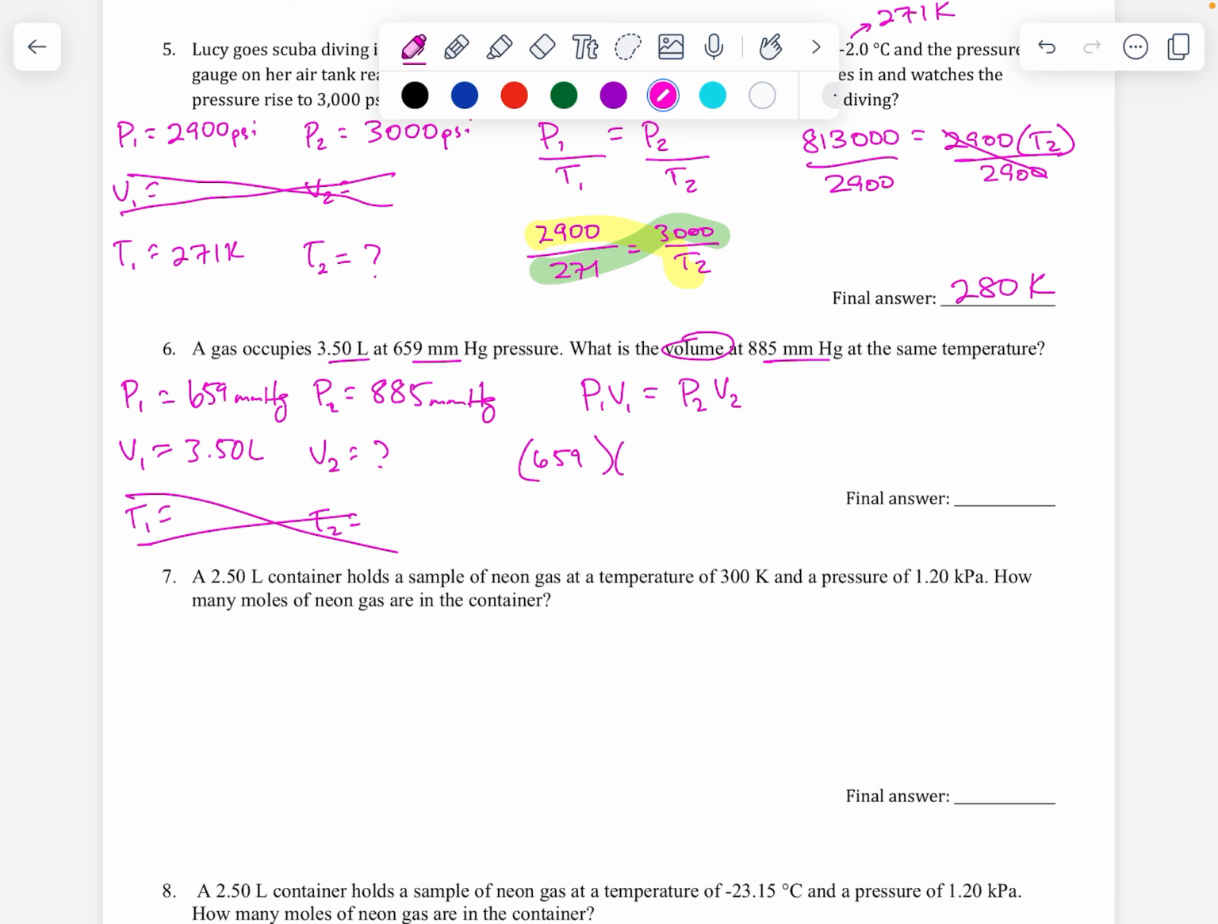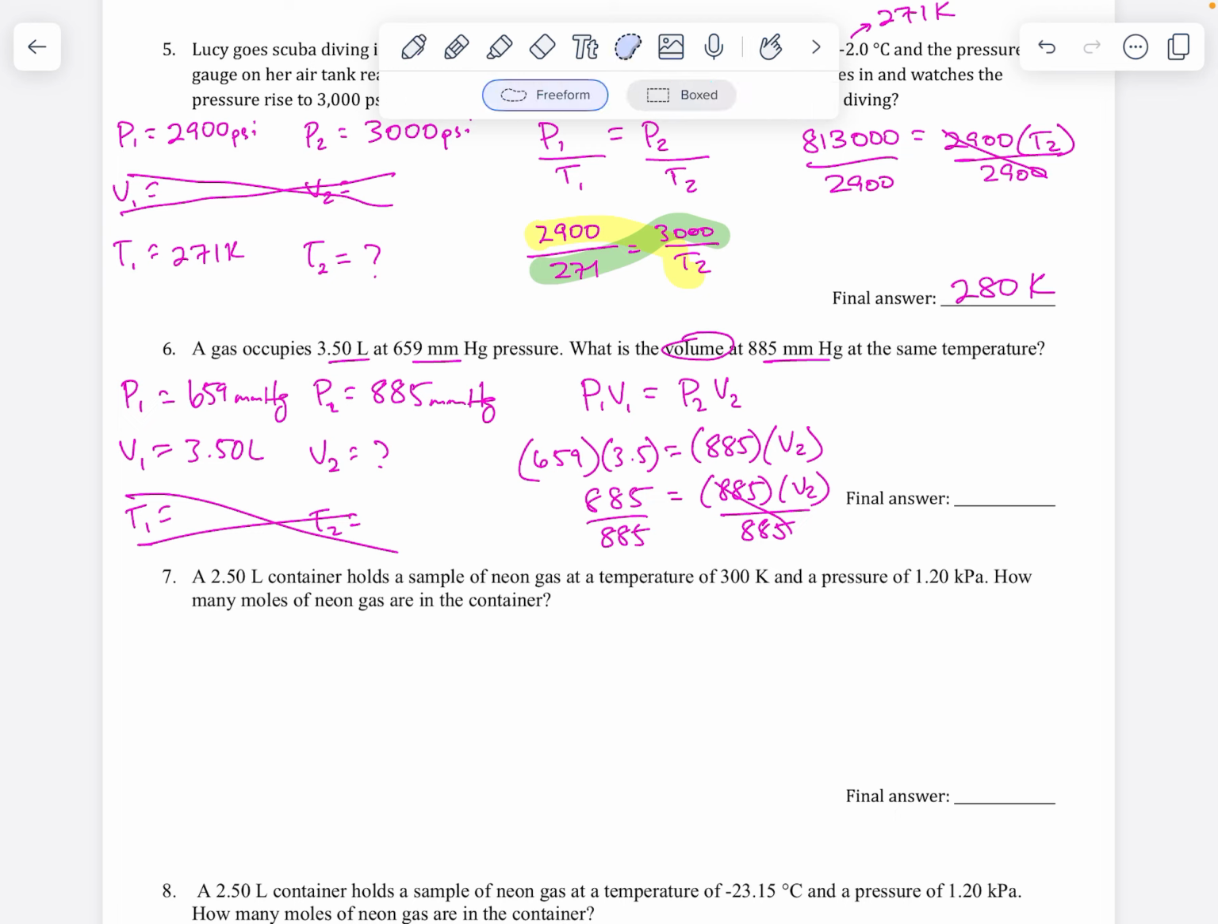times 3.5 liters equals 885 millimeters mercury times V2. All right, so you simplify, you get 659 times that is 885, which equals 885. Holy cow. And you divide both sides by 885. And of course, you're going to end up with... oh, I'm sorry. I misread that.